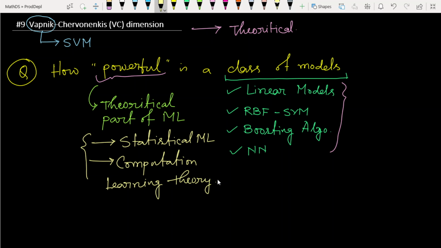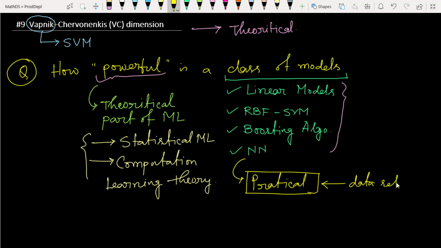In the practical scenario, to measure these models, we have practically used data sets. Using the data sets, we can find some metrics like the AUC metric, R-squared metric, like that. We know various techniques. But the concept of VC dimension is the theoretical part.